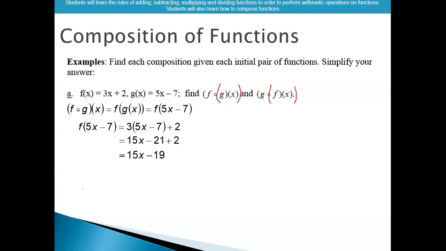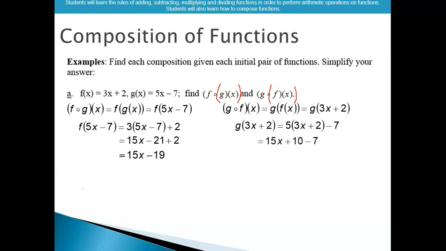Now I'm going to do the reverse. So I really am checking this to see if it matters the order that I put the operations in. Like, can I do it in a different order? Does it matter if f comes first, or does it matter if g comes first? So we're going to check that out. So I'm now going to take 3x plus 2 and plug it in for x in 5x minus 7. So 3x plus 2 goes in for x. So I have 5 times 3x plus 2 and then minus 7. And you'll see that they are different.